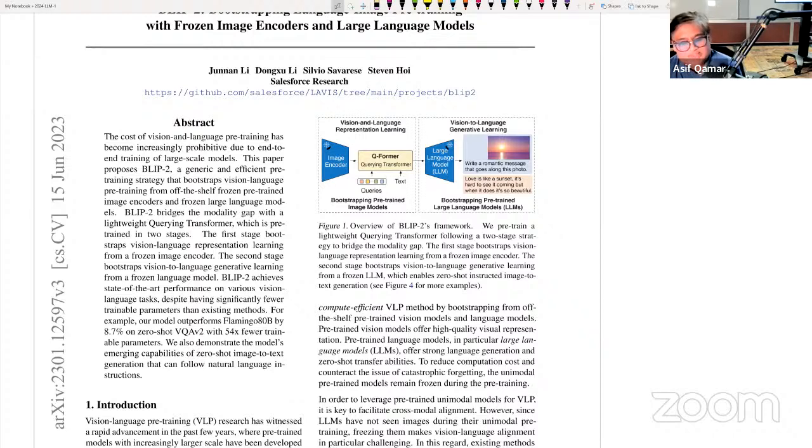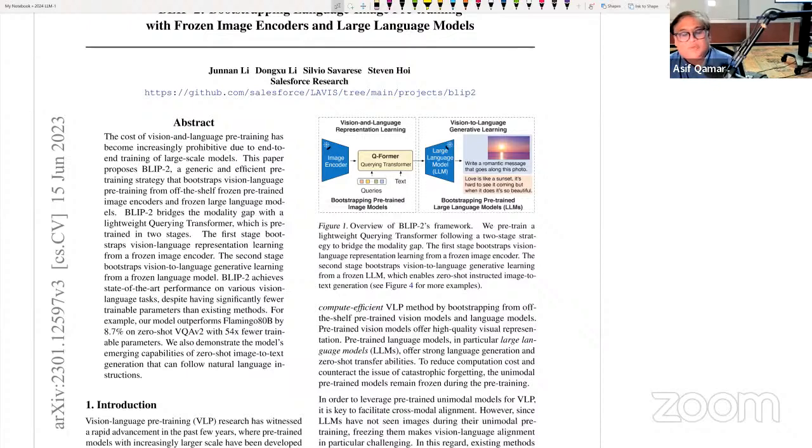Which we pre-train in 2 stages. The first stage bootstraps vision language representation learning from a frozen image encoder. What does it mean? If my image encoder is frozen, a ViT, whatever it is, or a CLIP, then what happens? I feed it text. And if I give it an image, which we know the text is a caption for, then I can easily use my contrastive loss and align the two, isn't it? So now I got that.